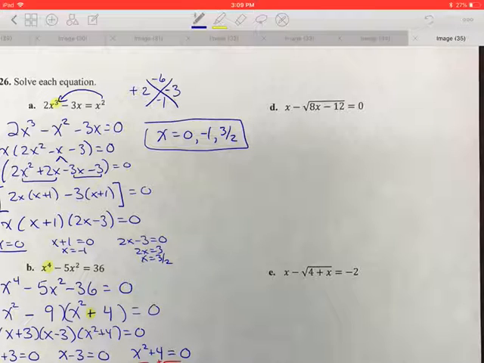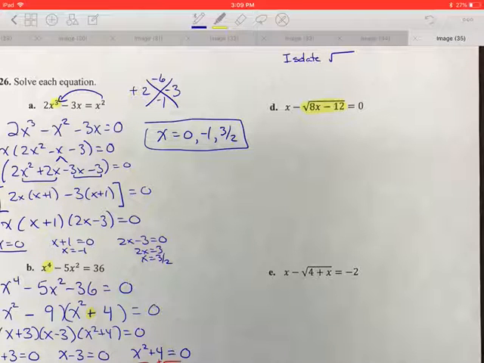Okay, we're starting this video with 26D. So D and E both have square roots in them. So what we want to do first is isolate the square roots. So that means we want to get this by itself.